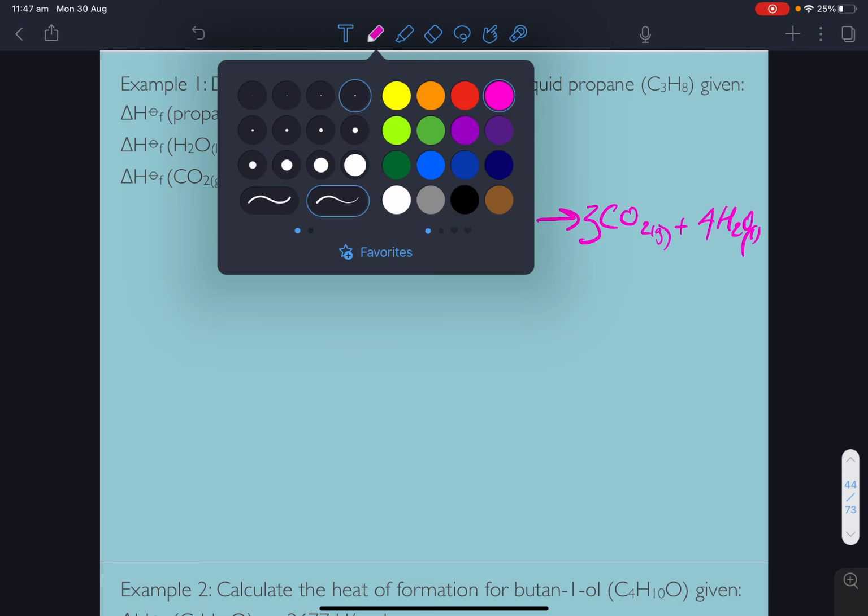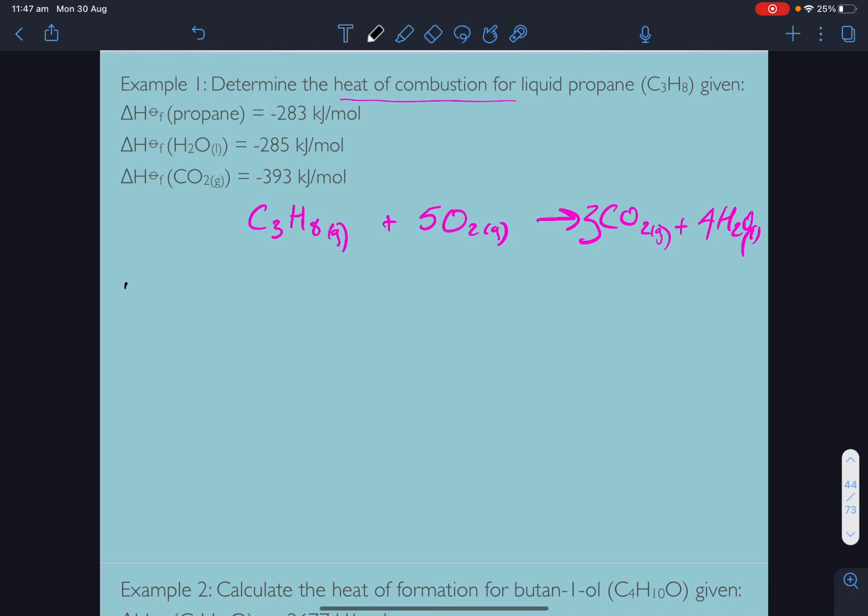Should I change colours? Why not? Green's going to be horrible on blue. Let's do it in black.